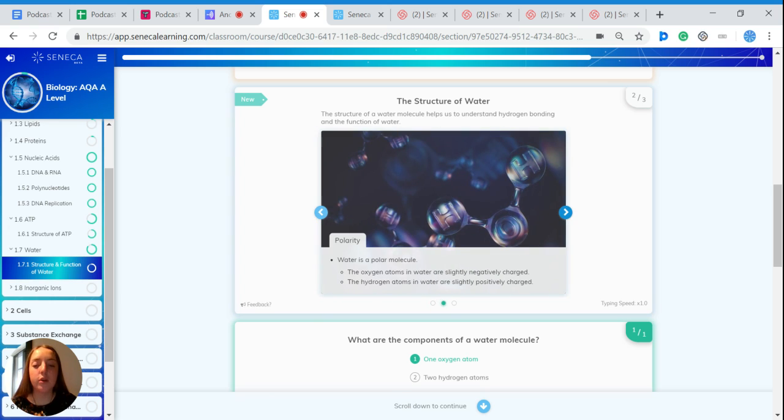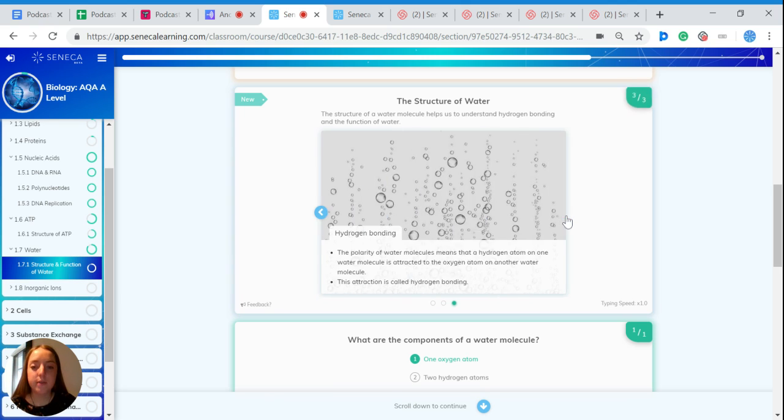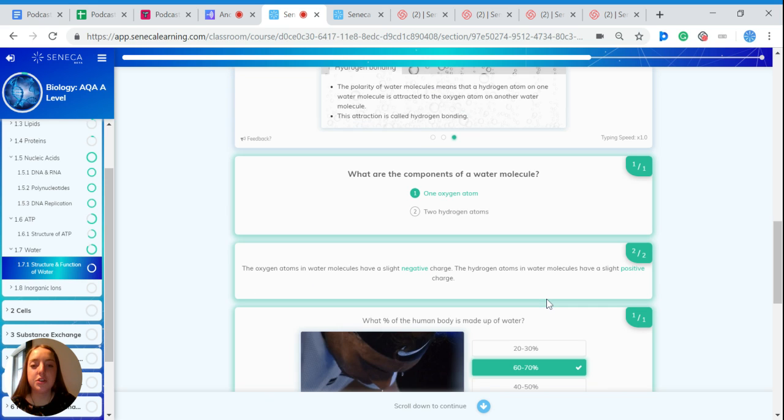Water is a polar molecule. The oxygen atoms in water are slightly negatively charged, and the hydrogen atoms are slightly positively charged. This polarity means that a hydrogen atom on one water molecule is attracted to the oxygen atom on another water molecule, and this attraction is called hydrogen bonding.